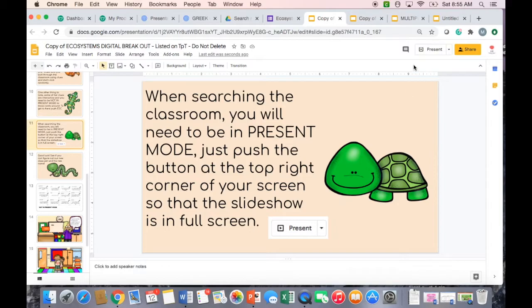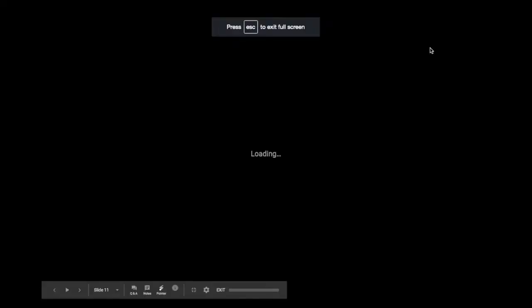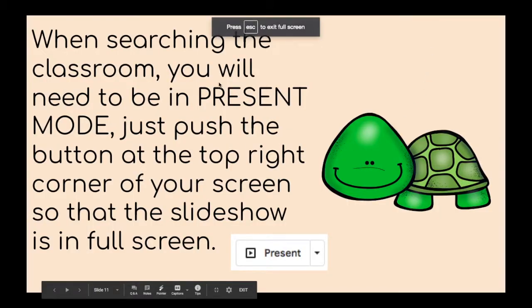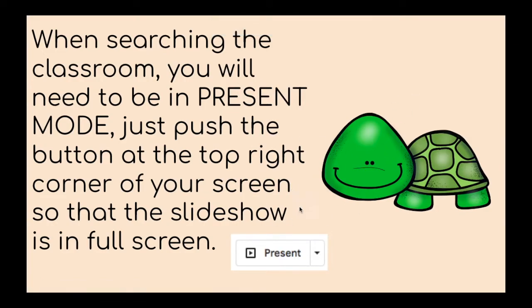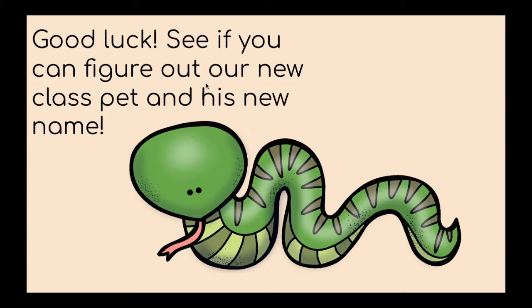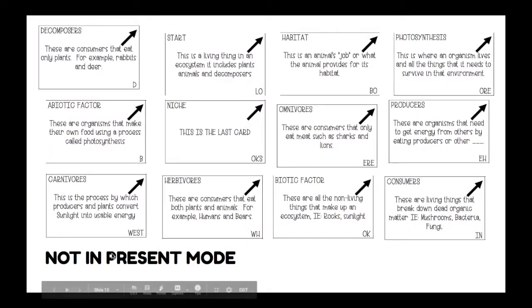So when searching in the classroom, you will need to be in present mode. So you're clicking that present button, just like you're presenting any slideshow, at the top right corner of your screen so that your slideshow is in full screen. That's it. That's the most complicated part of this. Good luck and see if you can figure out our new class pet's name.